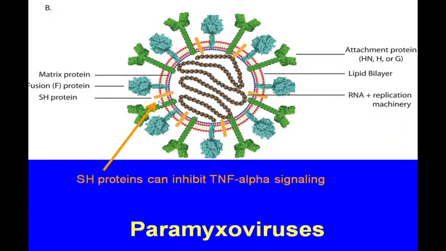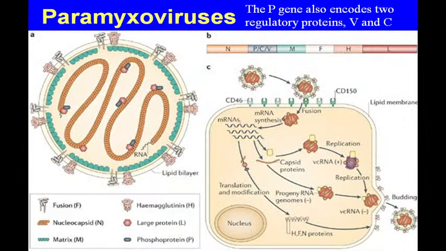And we have additional SH. This is not really a glycoprotein, but a very small transmembrane protein that is not exposed to the outside, that can inhibit the TNF-alpha signaling. Now let's take a look at the proteins and genome of this virus.